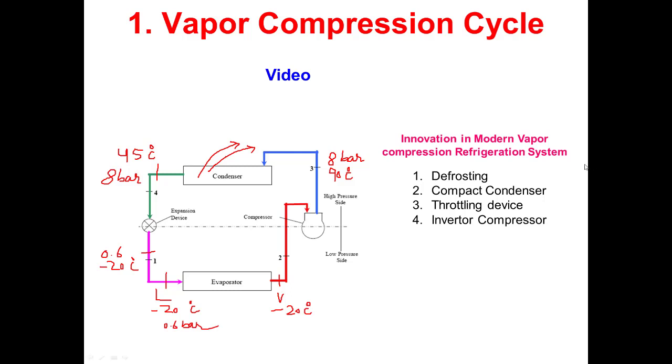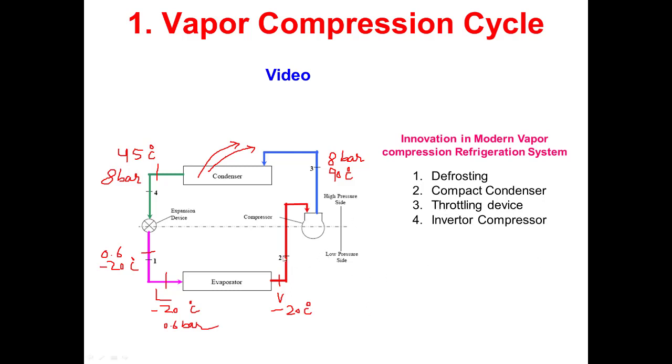And the third innovation was a throttling device. So instead of using a capillary tube, we can use a long tube, right? A long tube. Now what is the advantage of using a long tube as a throttling device?